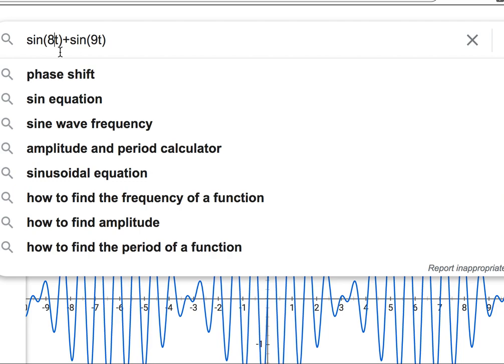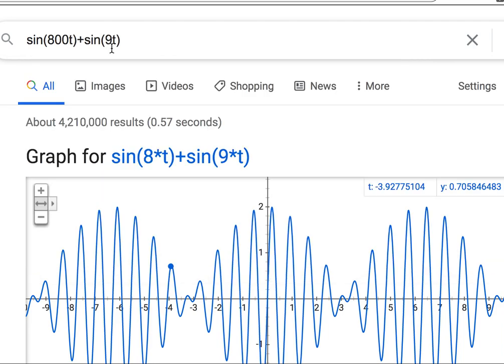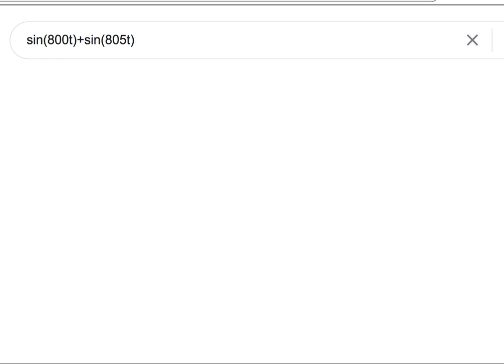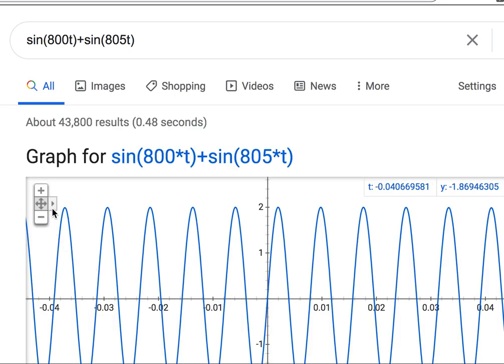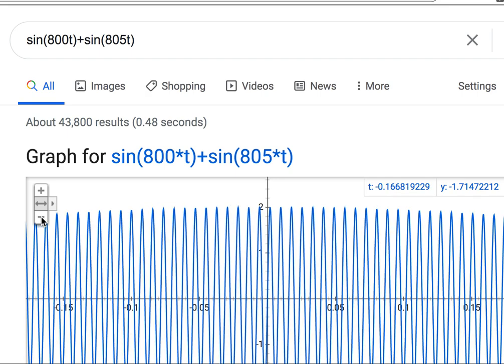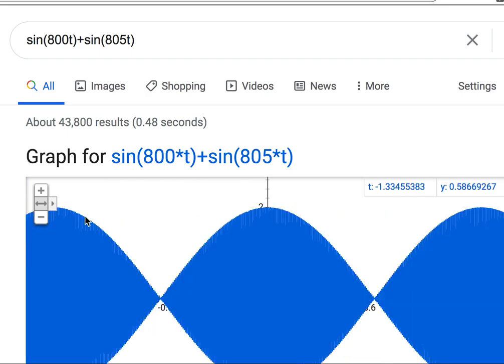For example, if I type in 800 and 805, the frequency ratio is very much different, and all you get practically is a beating pattern. This is when you're tuning two strings on a piano or on a guitar, and they're kind of close, but not really, they're a little bit off. You get a beating pattern. The amplitude is adding up and dying completely.